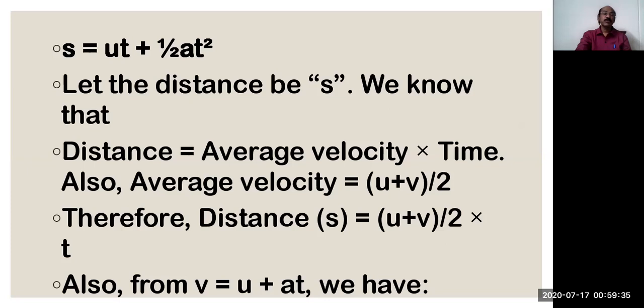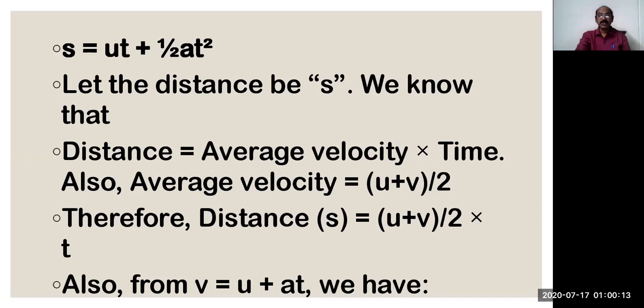Now we shall derive the expression for displacement. This is another equation of motion. So let us derive the expression for displacement covered. We know that the distance is equal to average velocity into time. Average velocity is equal to u plus v by 2. Therefore, distance is equal to average velocity into time, that is, u plus v by 2 into t.